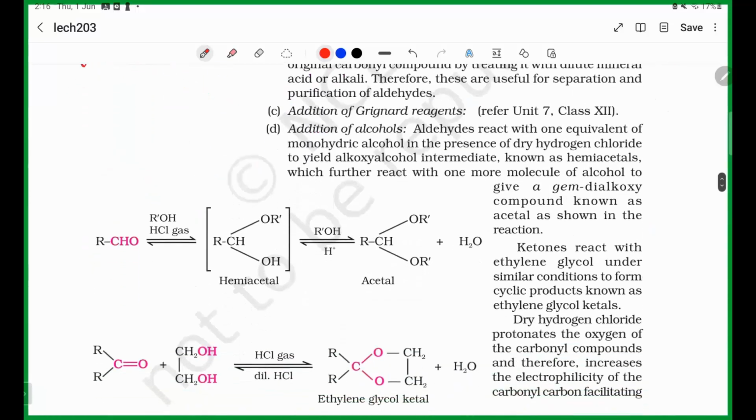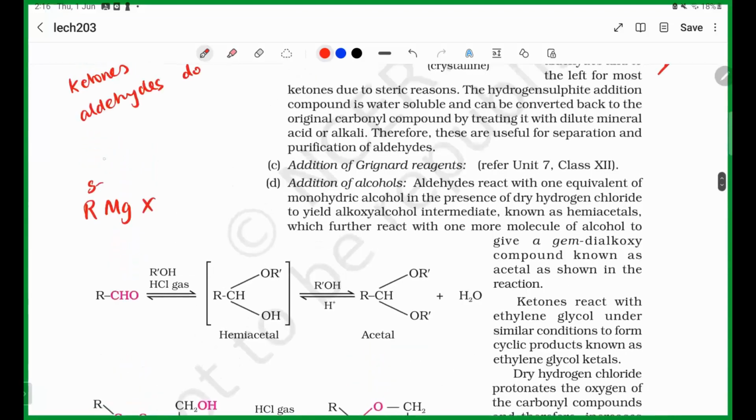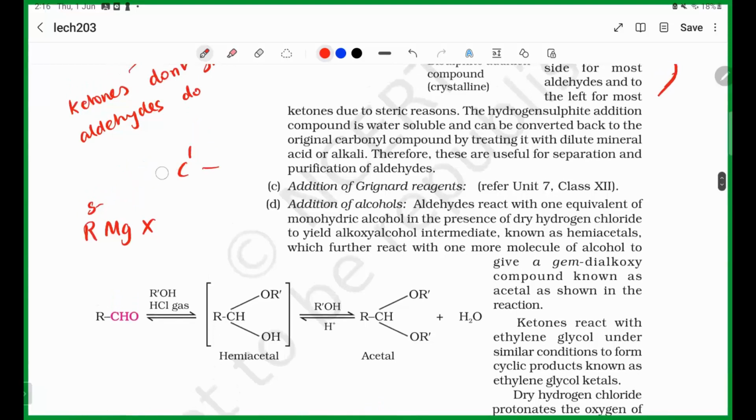Now, addition of Grignard reagent is something that you've already done. The Grignard reagent acts as a nucleophile. You have an R-MgX, right? So the R has a delta minus. Therefore, this delta minus attacks as the nucleophile. So that's what happens. Yeah?